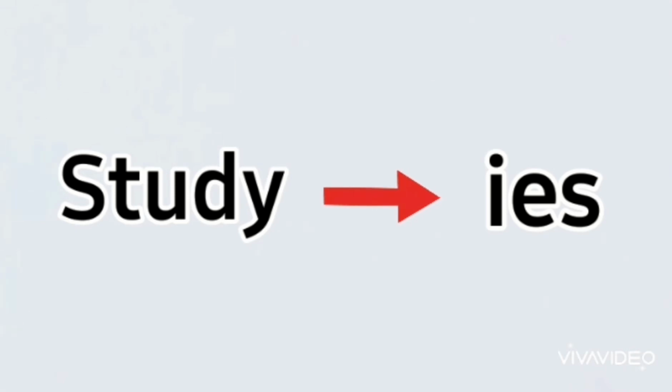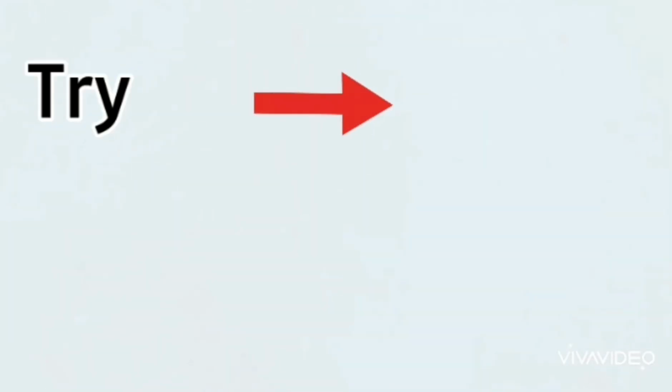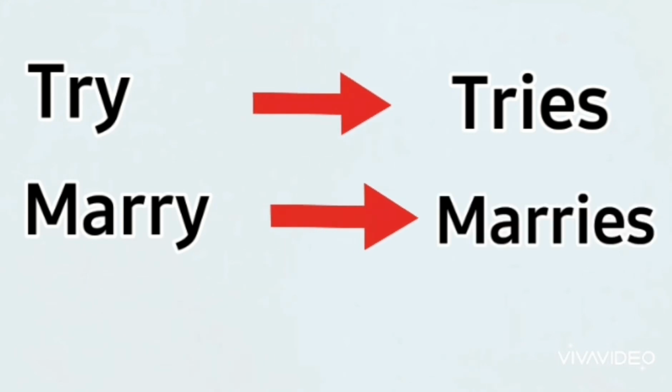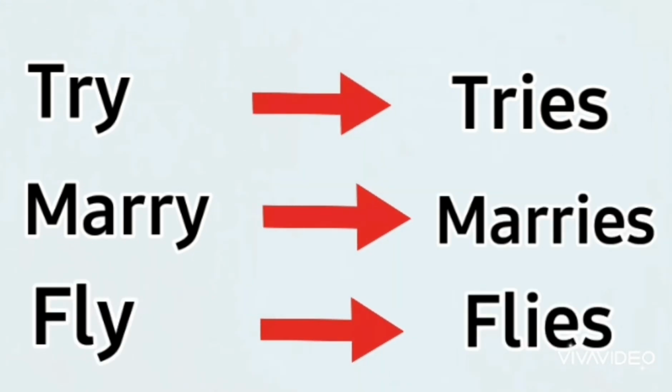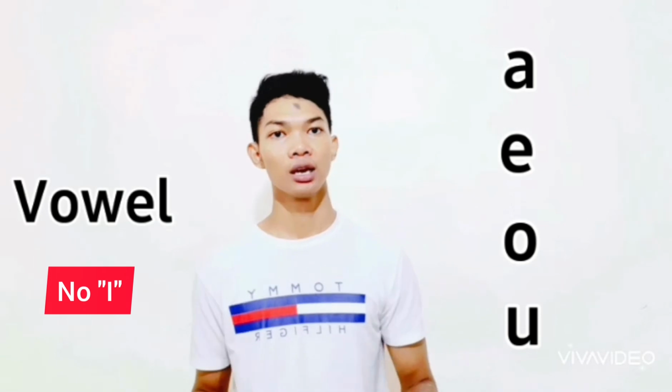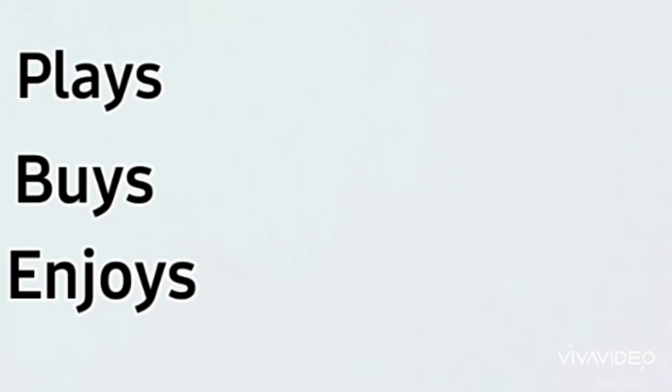Did you hear the S sound at the end of the word? This is really important. Even really good students still forget this. Now, you have to remember that there are a few words that have to change before we add S, such as study. The Y at the end of the word, we have to change to IES. Another example, try becomes tries, marry becomes marries, fly becomes flies. But Y doesn't change when it is next to the vowels A, E, O, and U: play, buy, enjoy, etc.